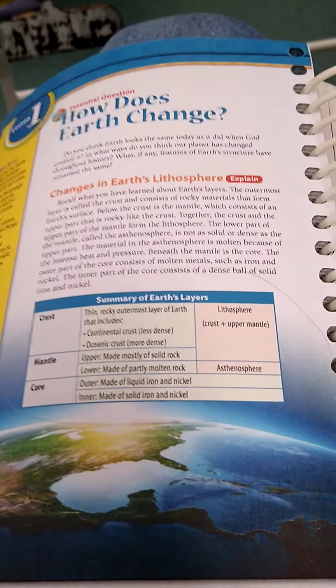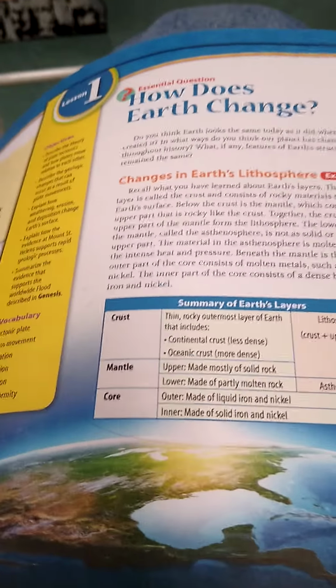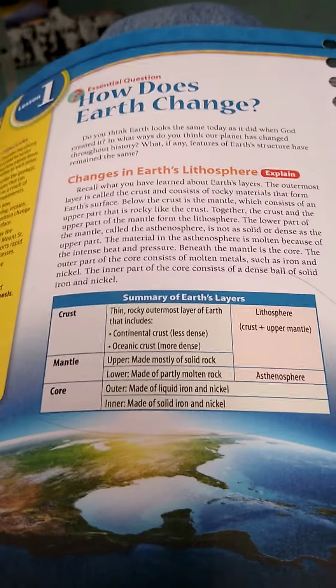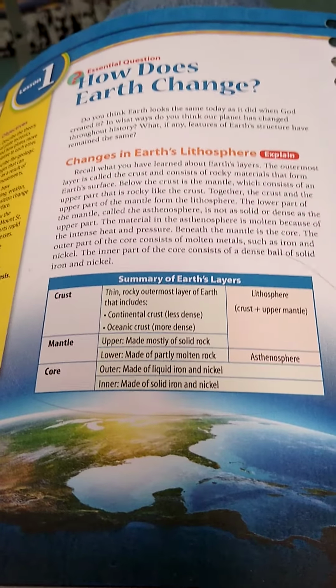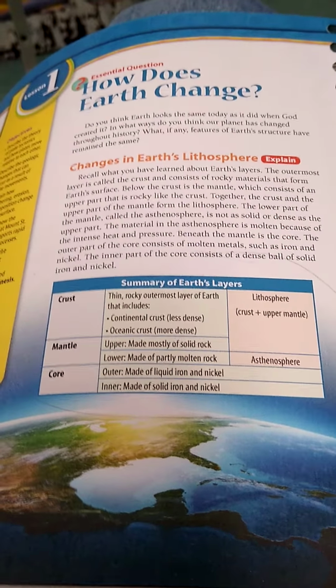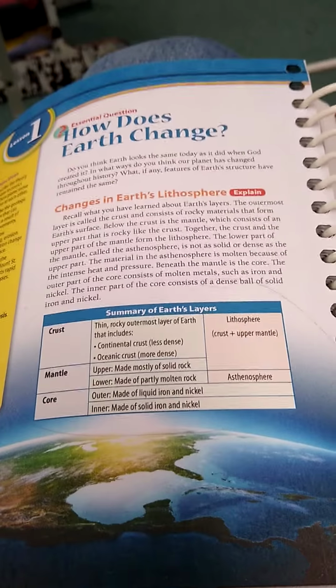How does the earth change? I just want to hit some high spots of this, not cover everything. You can read it, but just to highlight some of the things. So first thing we want to do is here at the bottom, summary of the earth's layers. So you should know there's a crust, mantle, and core. Core is in the middle, surrounded by the mantle, and on top what we live on, the crust.